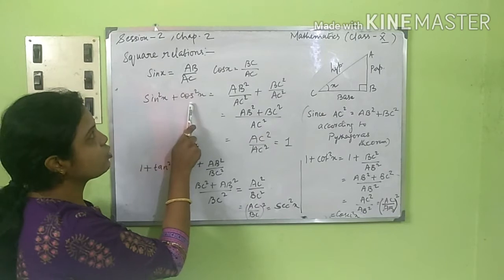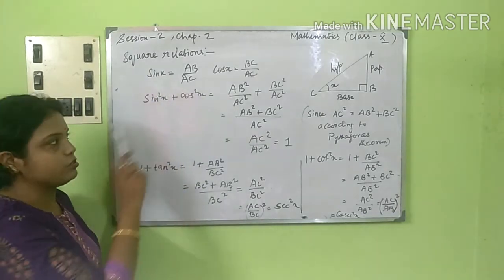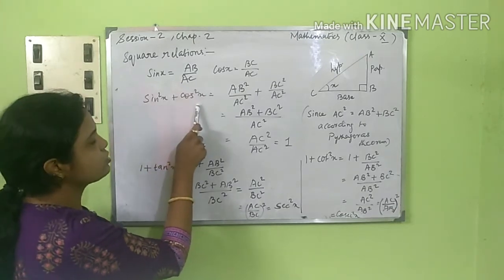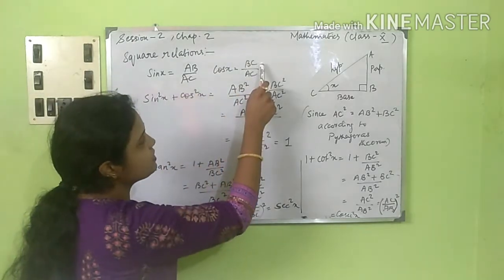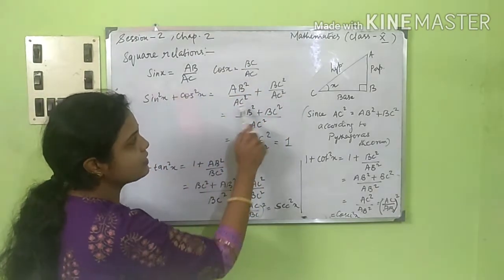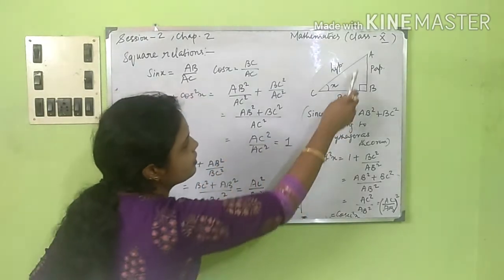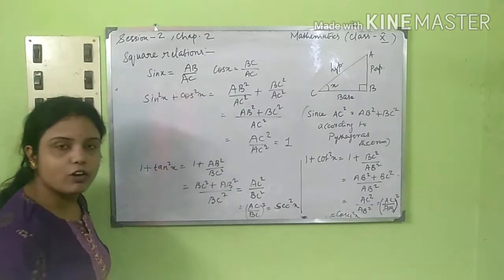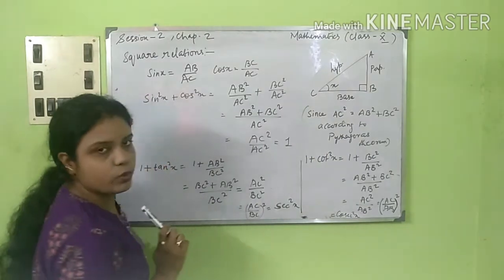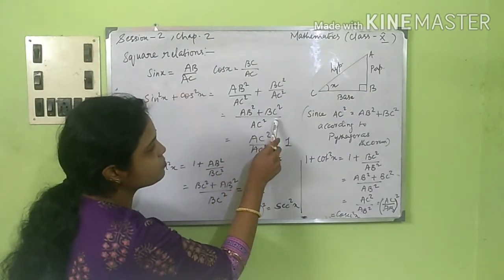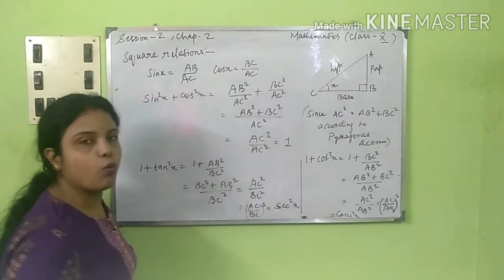So sin square x plus cos square x, because here it has been said square, that means we have to square the ratios and add them. So sin square x plus cos square x equal to what? AB square by AC square, squaring these terms, plus BC square by AC square. Now AC square is taken as the LCM, so AB square plus BC square, which is again the hypotenuse, because we know according to Pythagorean theorem that AC square will be equal to AB square plus BC square. So AB square plus BC square will give you AC square, hypotenuse square. So hypotenuse by hypotenuse equal to 1.